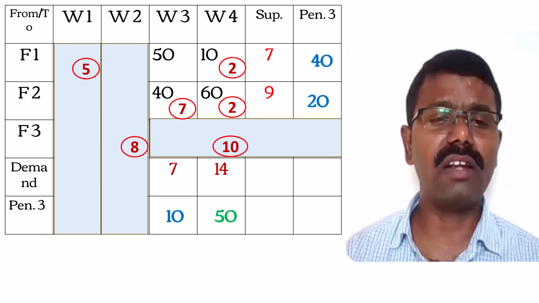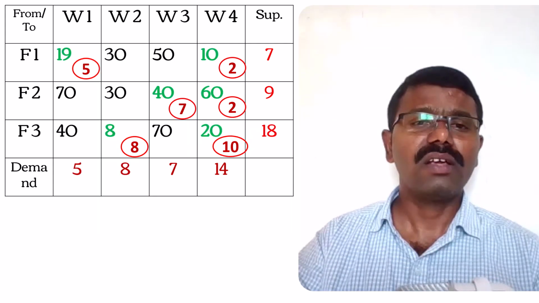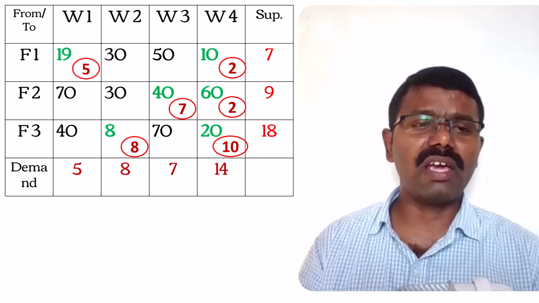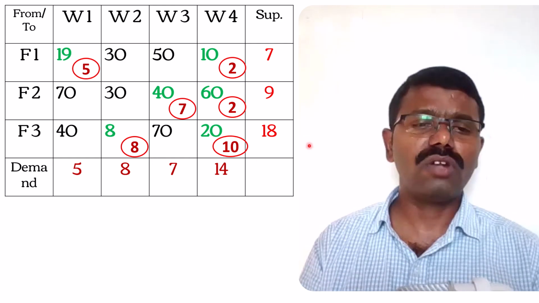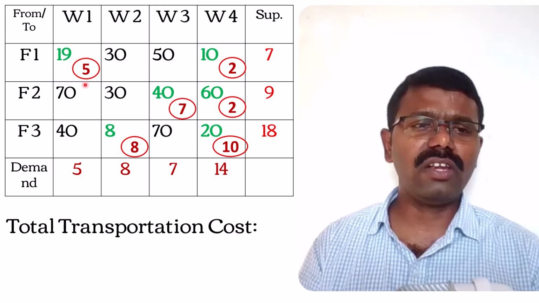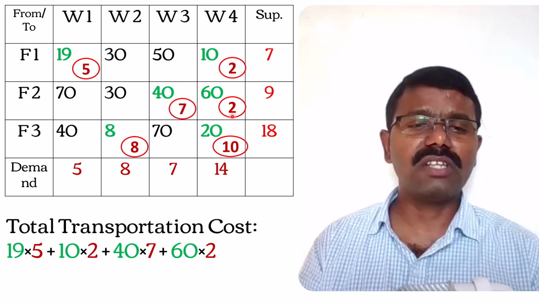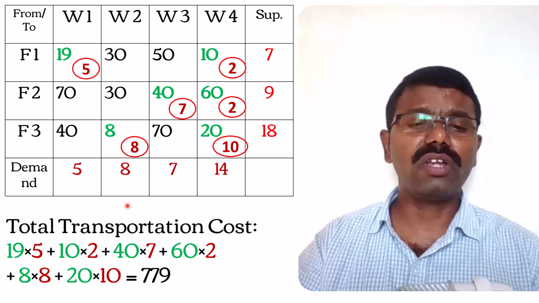Then we need to calculate the total cost. Now if you remove the hashing, this is the final allocation. Here the green letter units are the cost per unit cell, and these are the units. Now if you calculate the total transportation cost: 19 into 5 plus 10 into 2 plus 40 into 7 plus 60 into 2 plus 8 into 8 plus 20 into 10.